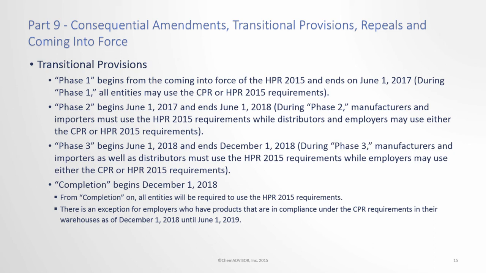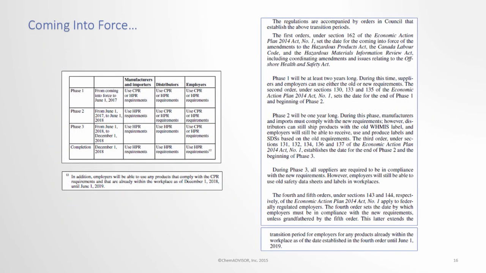As far as the transition period goes, if you look on the text of the HPR, it's written out for you in text form in terms of phases. Phase 1, Phase 2, Phase 3, and completion. And while this is accurate and it does deliver the transition provisions, I prefer to look at the transition periods in the regulatory impact analysis portion of the published text because it does provide it to you in a table. It does outline the phases 1, 2, 3, and completion. It does give you the date, and it does give you the entity to which it applies.